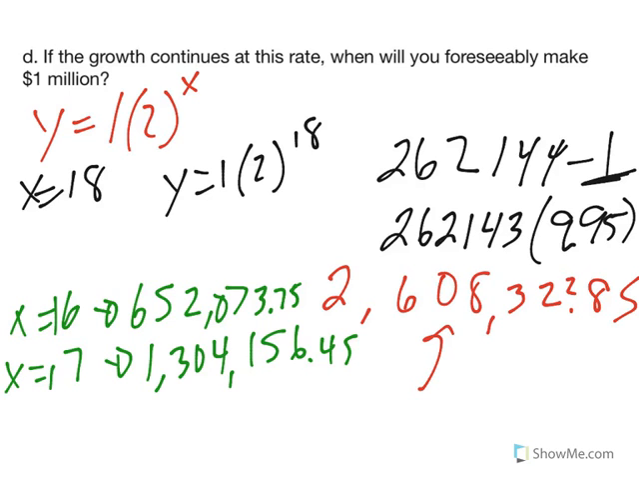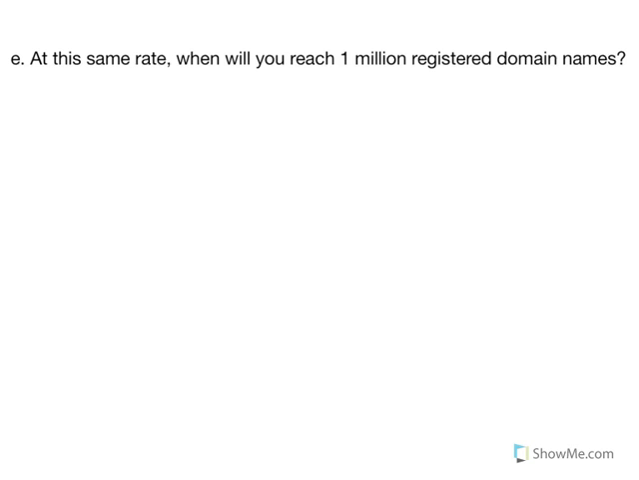So for each one of those, you've got to use your model, subtract 1 because you're not paying for your own domain name, and then multiply by $9.95 because that's how much you're charging per domain. So somewhere between 16 and 17 months is where you will be making your $1 million. And now I see why I was confused. I was looking at my answer for E when doing letter D. That's never a good thing.